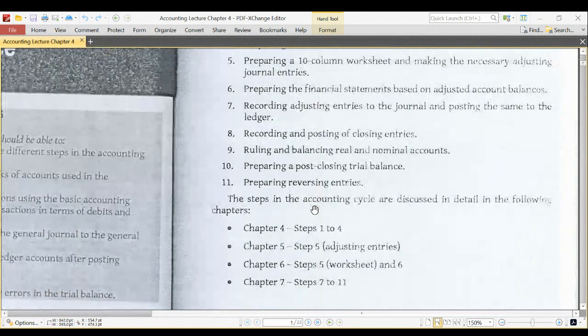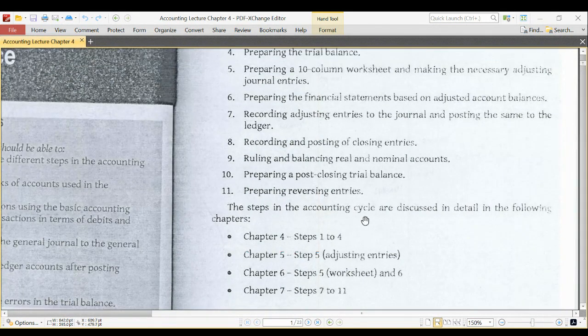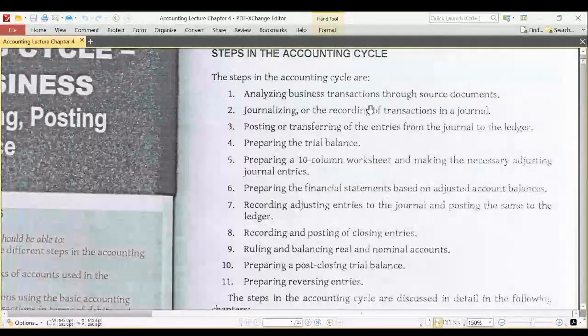So, as what we've mentioned, here in chapter 4, we will only discuss steps 1 to 4, which is analyzing business transactions, then journalizing, and then posting and preparing the trial balance. Actually, you know this already. Dati, nung nag-EBM kayo, alam ko na-discuss yun. At saka yung first chapter, na-discuss natin yung mga debits and credits, increase and decrease in accounts. Mas formal lang natin siyang gagawin dito.